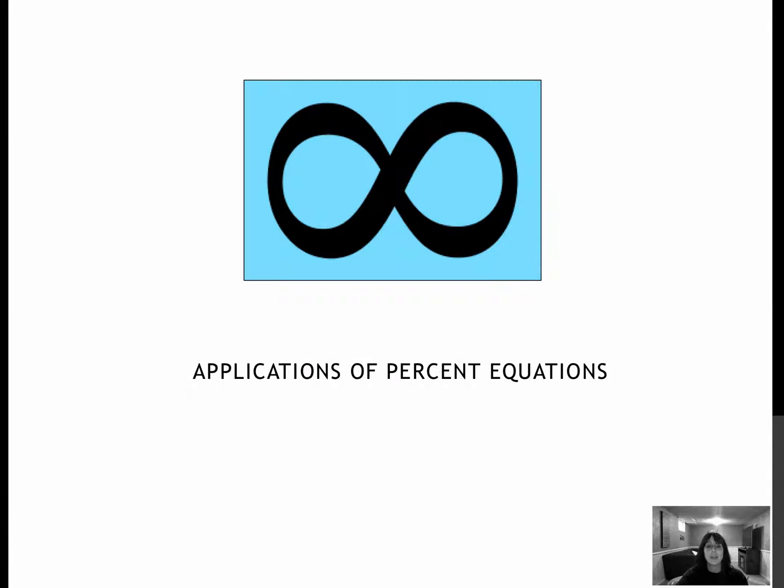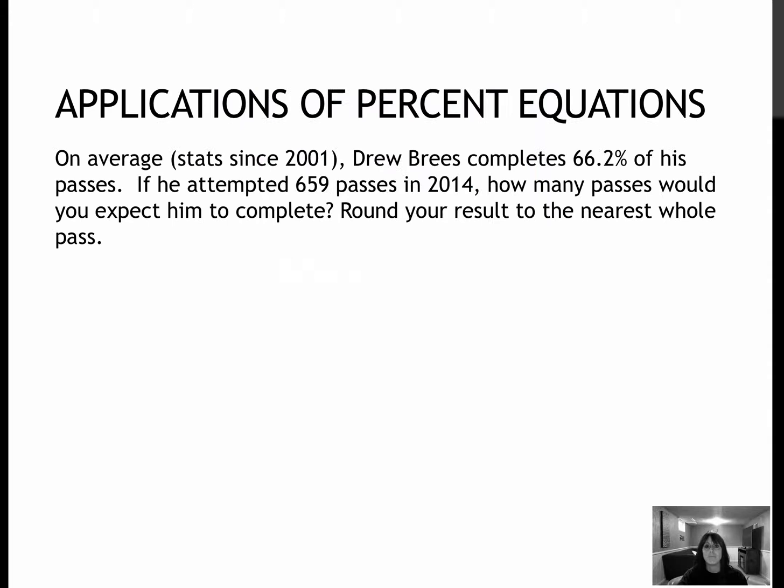Here are a few application questions of the percent equation. On average, Drew Brees completes 66.2% of his passes. If he attempted 659 passes in 2014, how many would we expect him to complete?